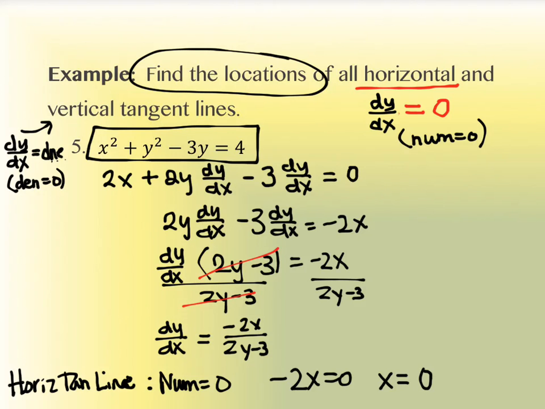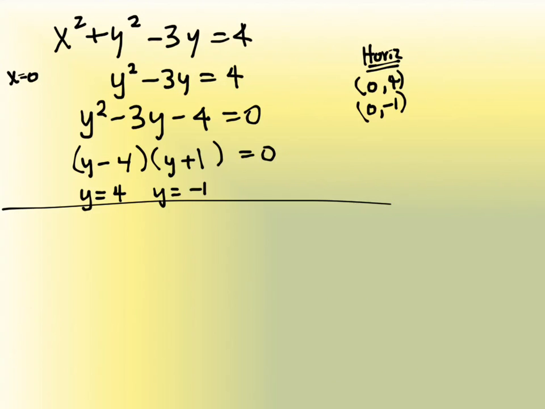Coming back over here. Vertical tangent lines, we established a moment ago, mean that we need our slope to be does not exist, or to be undefined. That means we need the denominator to be equal to 0. So I do have, in fact, a denominator of 2y minus 3, right? So my denominator of 2y minus 3 can be set equal to 0, and then what?